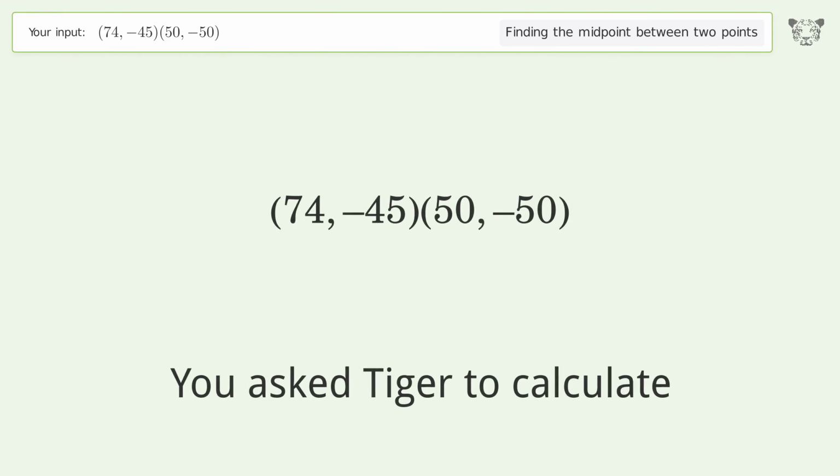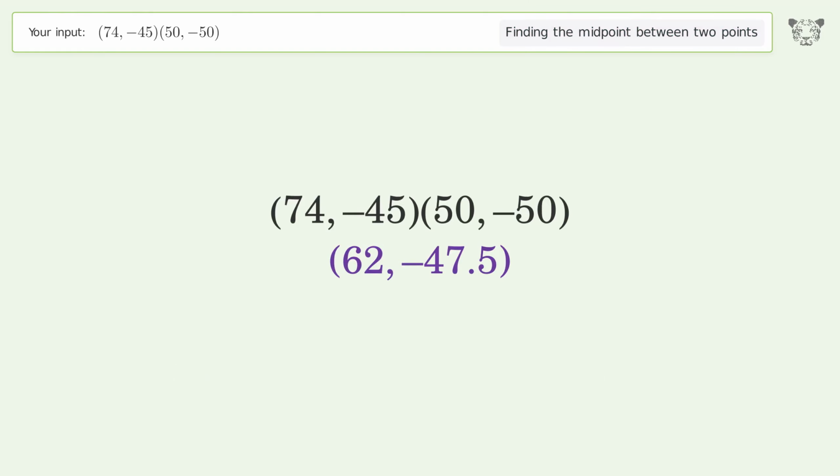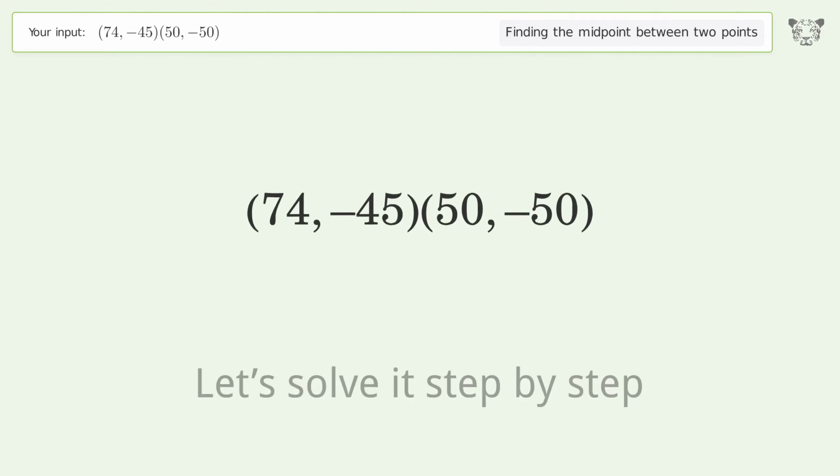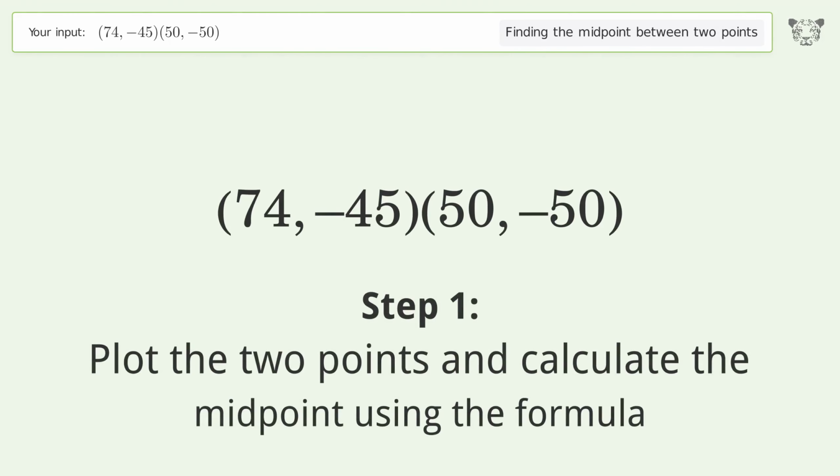You ask Tiger to calculate. This deals with finding the midpoint between 2 points. The midpoint between the 2 points is 62, negative 47.5. Let's solve it step by step. Plot the 2 points and calculate the midpoint using the formula.